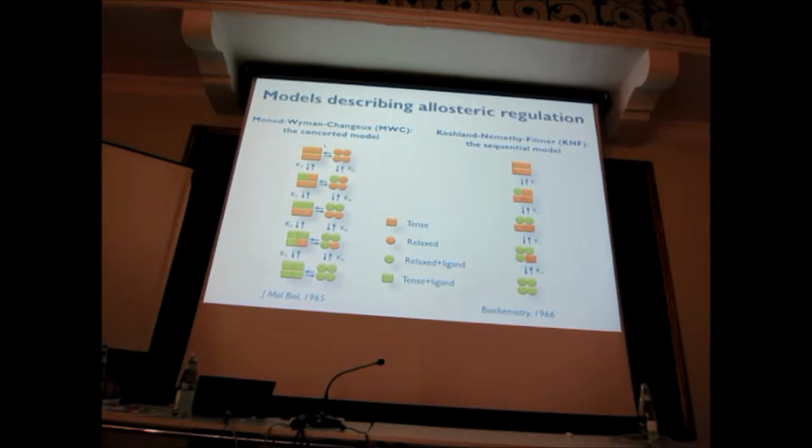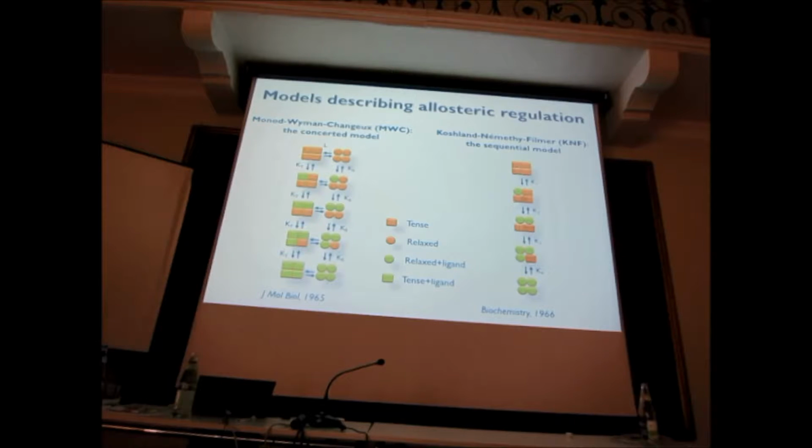According to the KNF model, the structural transition can happen in sequential steps. So once a ligand is bound to the complex, a subunit is converted from the T to the R state, and we have all the intermediate compositions in the middle.